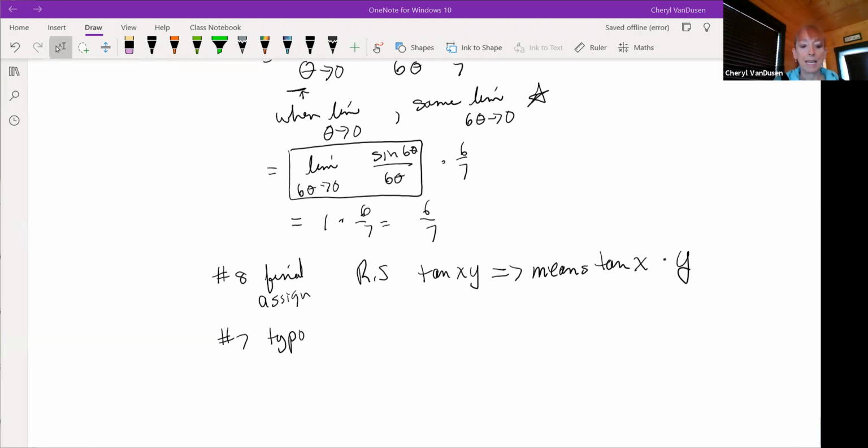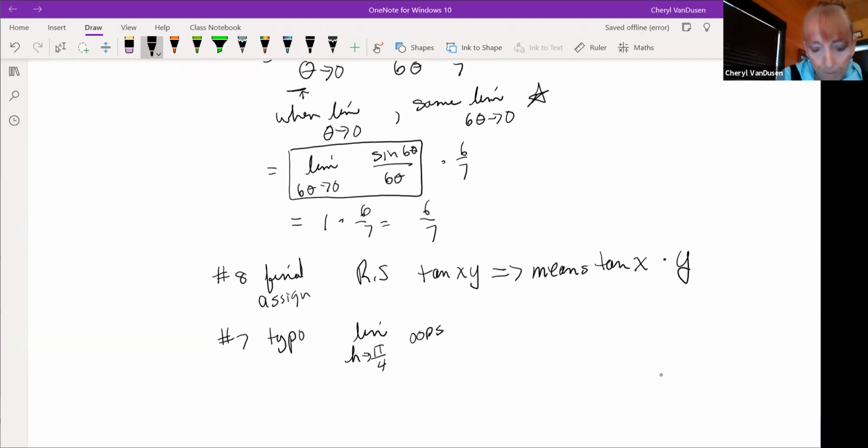Yeah, it says the limit as H goes to pi over 4. That should be X. So it says the limit as H goes to pi over 4. Oops. It's the limit as X goes to pi over 4. Okay, so you may have just picked up on the fact that an H isn't even in the question, so it'd have to be an X.